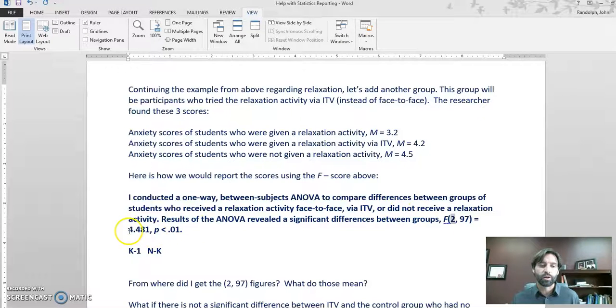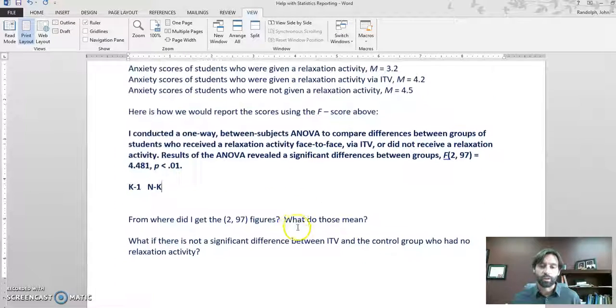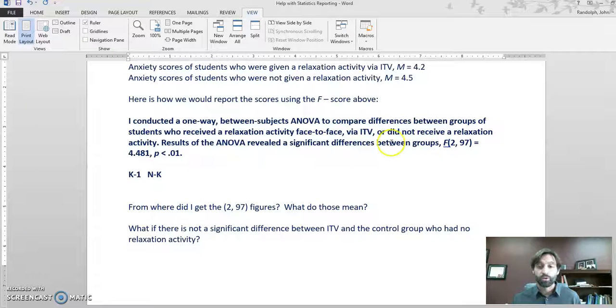Those are important because they tell researchers what sort of F-score you need to be significant. So that's what those mean. Basically what you're saying is when we had 3 groups and 100 participants, our F-score was 4.481. The probability of that being found by chance is 0.01, which means it is statistically significant. Now, last question. What if there is not a significant difference between ITV and the control group who had no relaxation activity?